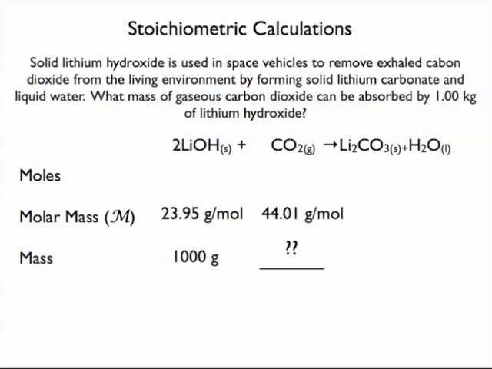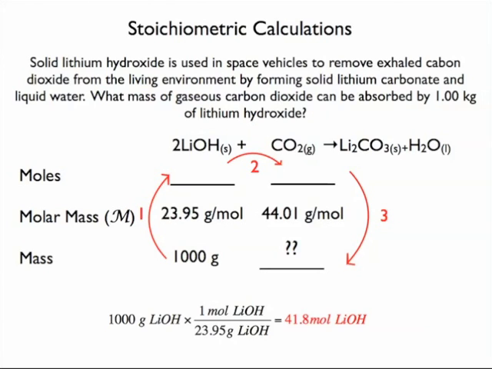So step 1. Step 1 is calculating the moles of lithium hydroxide. Step 2, using the mole ratio of 2 lithium hydroxide to 1 mole of carbon dioxide to calculate the moles of carbon dioxide. And the last step, to calculate the mass of carbon dioxide to solve the problem. So step 1, go ahead and do that on your own. Great, to get that, 1,000 grams of lithium hydroxide divided by the molar mass will give you 41.8 moles of lithium hydroxide. Next step.